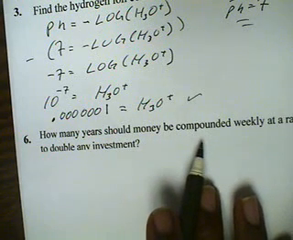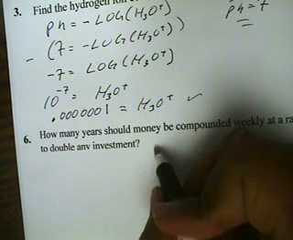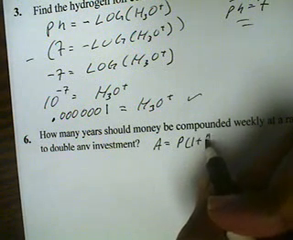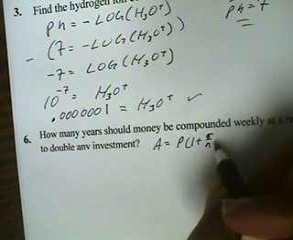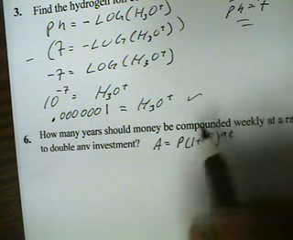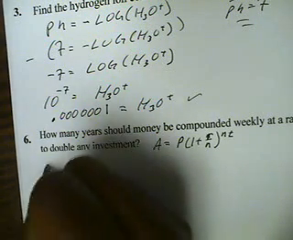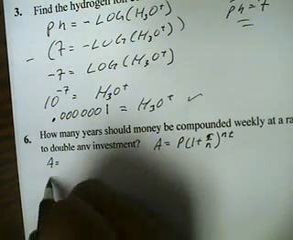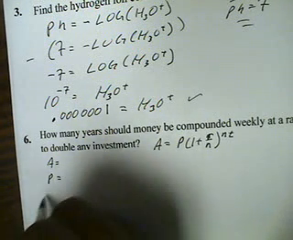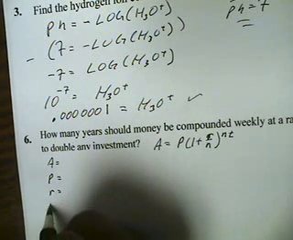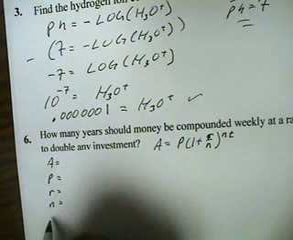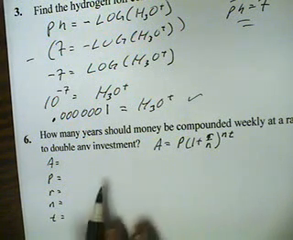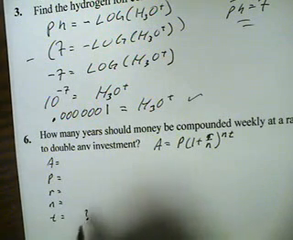Well, since we're compounding weekly, the formula will be A equals P times (1 plus R divided by N), all to the NT. Now, A is the yield, P is our principal, R is the rate, N is the number of times compounded per year, and T is the number of years. Okay, for T, since we're looking for how many years, T is unknown.